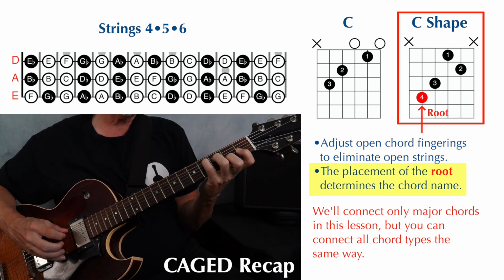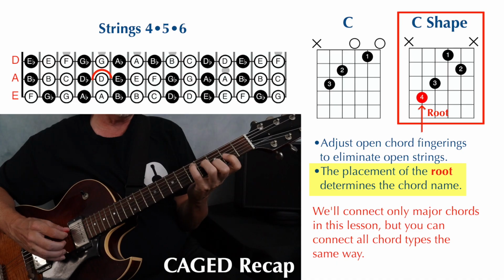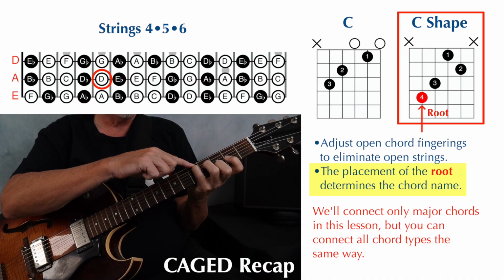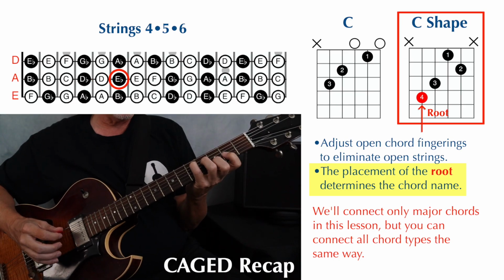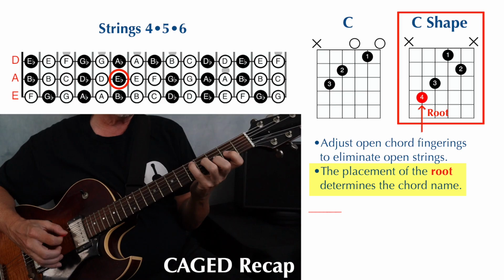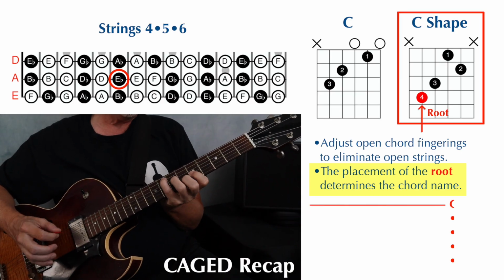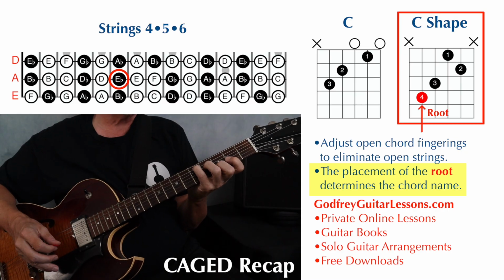Now this red circle right there is the root. That's the note the chord is built on. If you move the shape so the root is on the 5th fret, which is the note D, it's a D major chord. Move it 1 fret higher, it's an E flat major chord. So this is the C shape. And where you place it on the fretboard is how you name the chord you're playing.